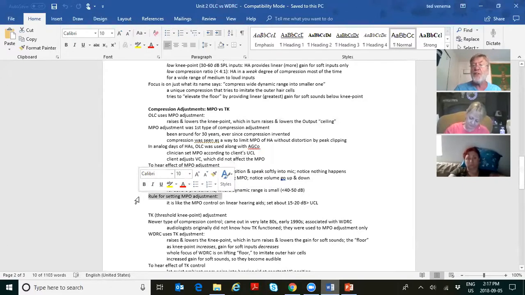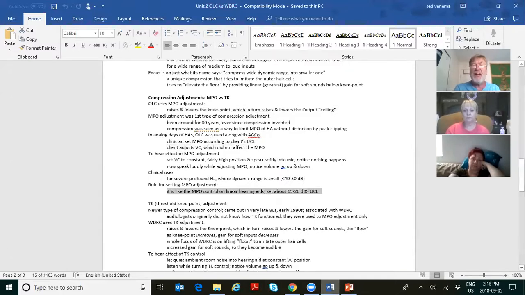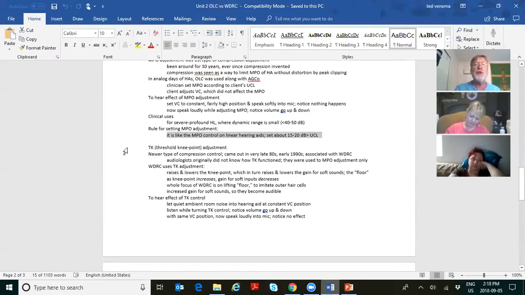The rule for setting the MPO is a lot like the MPO control on linear hearing aids. Set it about 15 dB above the guy's UCL, because UCL is measured in dB HL, and hearing aids are measured in dB SPL. And the difference between HL and SPL for most of the speech frequencies is around 15 dB. That's why. Okay? And then you have the TK control adjustment. That was the newer type. It was found on WDRC.